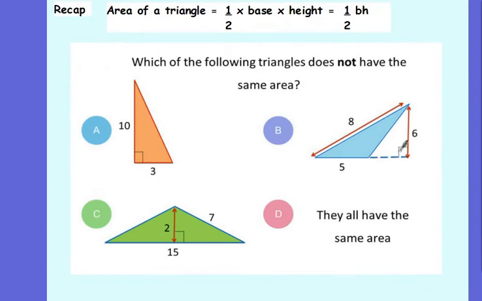Over to you, Year 8. In your light blue books, A, B, C or D, which of the following triangles does not have the same area? And the correct answer is D. They all have the same area. The answer is 15 centimetres squared. They all have exactly the same area, despite the fact they are all different shapes.